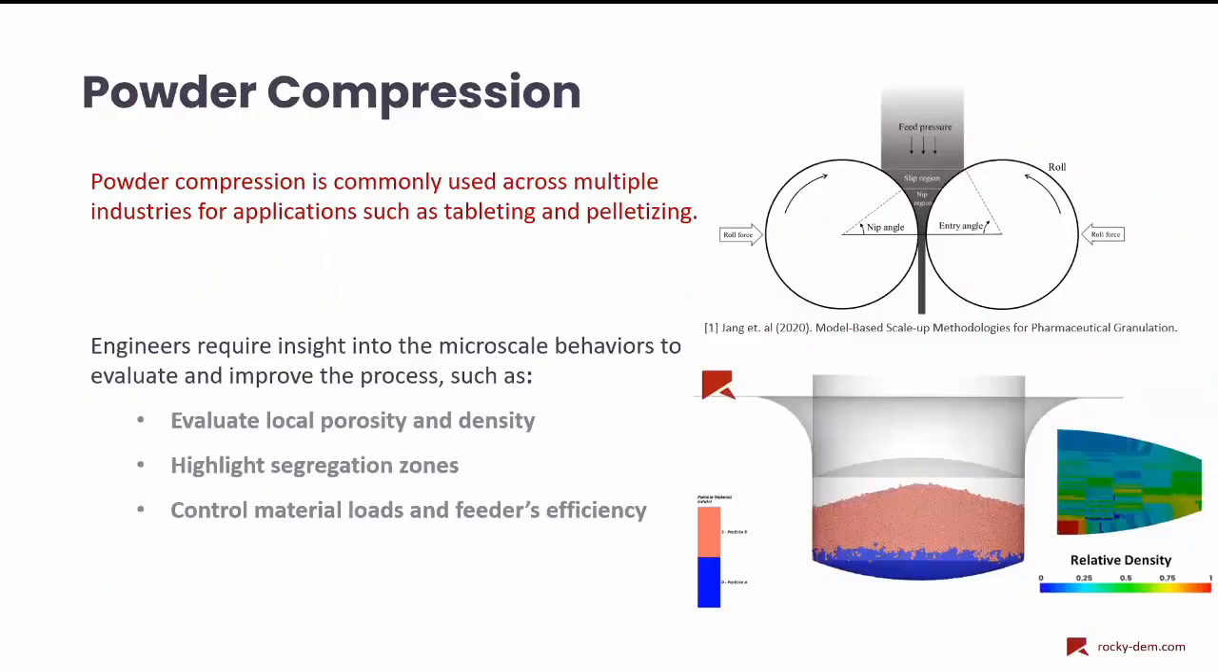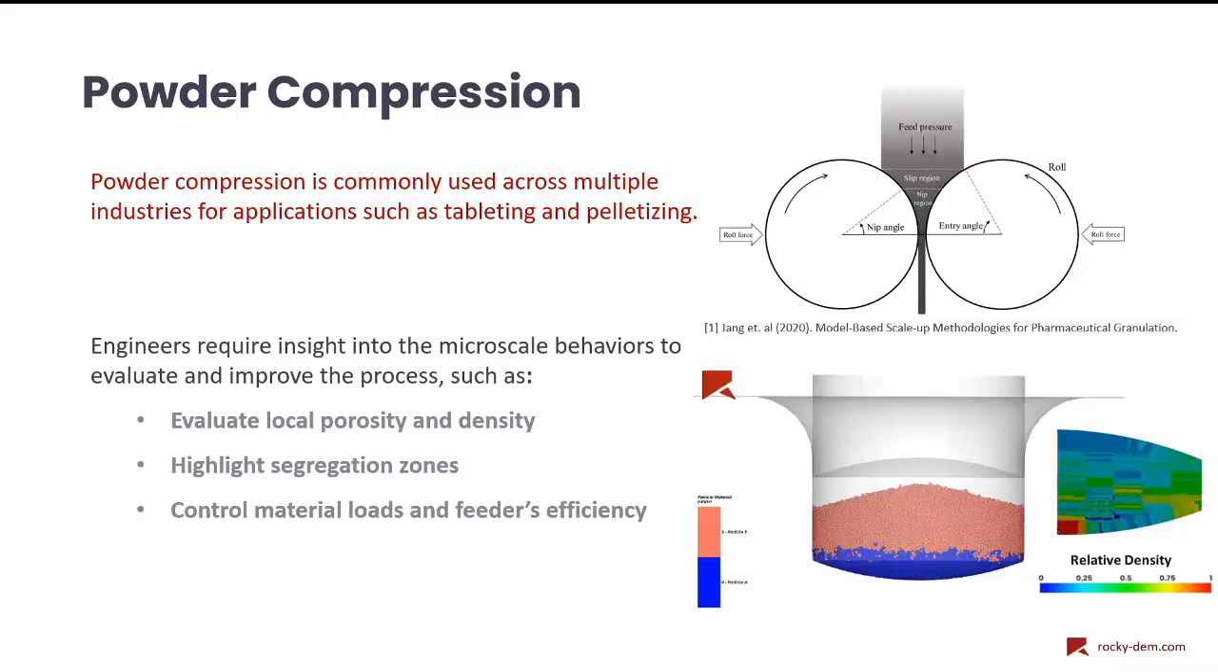So powder compression is widely used in different industries. For example, in the pharmaceutical industry, we have tableting processes or die filling in a continuous manufacturing form. Or in powder metallurgy, we have the pelletizing processes, like for pelleting iron ore or plastic or wood material.